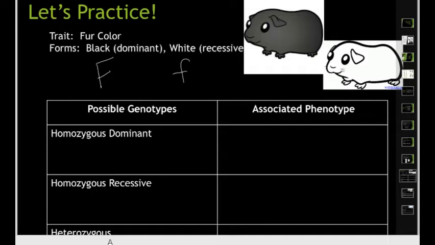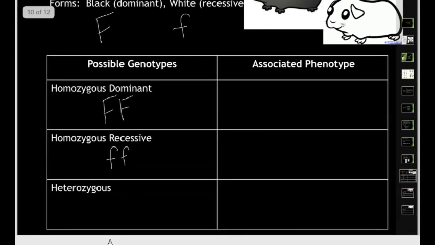So when I go down and I look at my possible genotypes, I'm going to go through all the genotypes first. Homozygous means the same. Dominant is going to be capital. So I'm going to end up having two capital F's there, two uppercase F's. Homozygous recessive is going to be two lowercase f's because, again, homozygous means the same. In my next example, heterozygous, what I'm going to have is a capital F and a lowercase f because hetero means different.